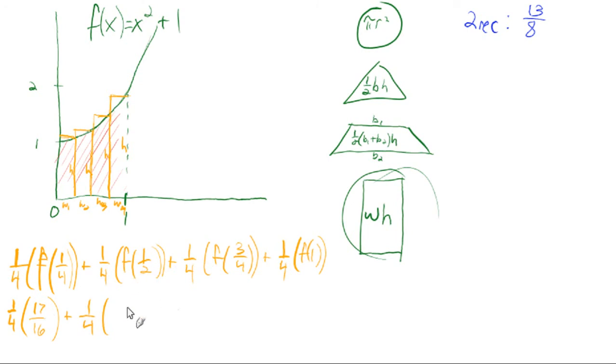We had found this before. This is 5/4 plus 1/4 times f of 3/4. So that's going to be 9/4 plus 1/4. That's going to be 13/4. Oh, 13/16. And that doesn't seem right. No, that's not right. 16 and 9 is 25/16.